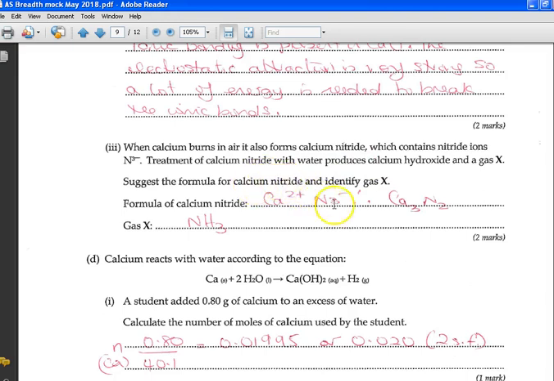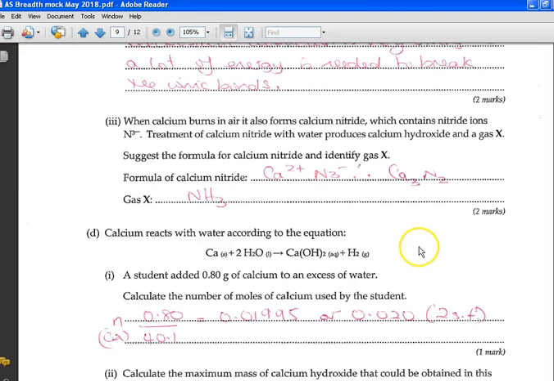Suggest a formula for calcium nitride. Well, you're told that the formula for the nitride ion is 3-, calcium is 2+, so the formula must be Ca3N2, and then you just have to look to see what else is left, what gas could be produced, and really your only option is nitrogen and hydrogen here forming ammonia. Okay, a couple of you got that right, but not many.